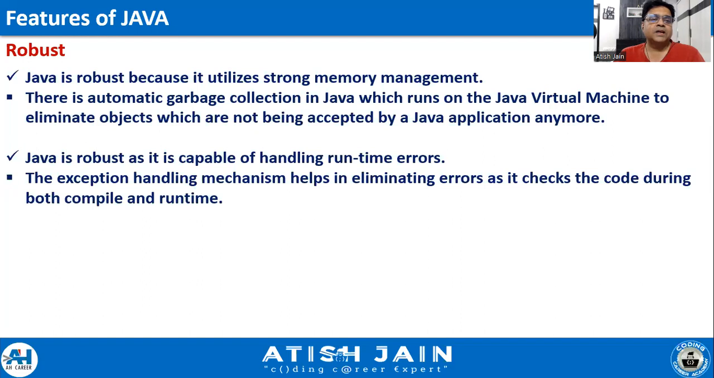Java is a robust programming language. Robust, the dictionary meaning of robust is strong. It's strong.